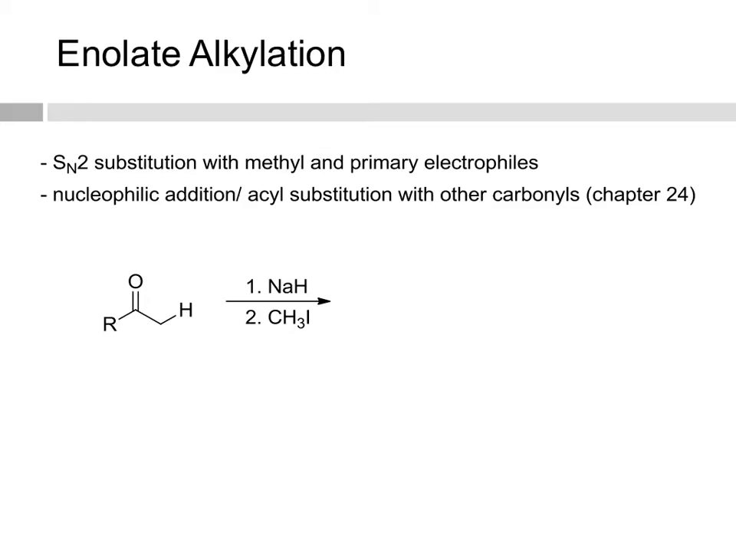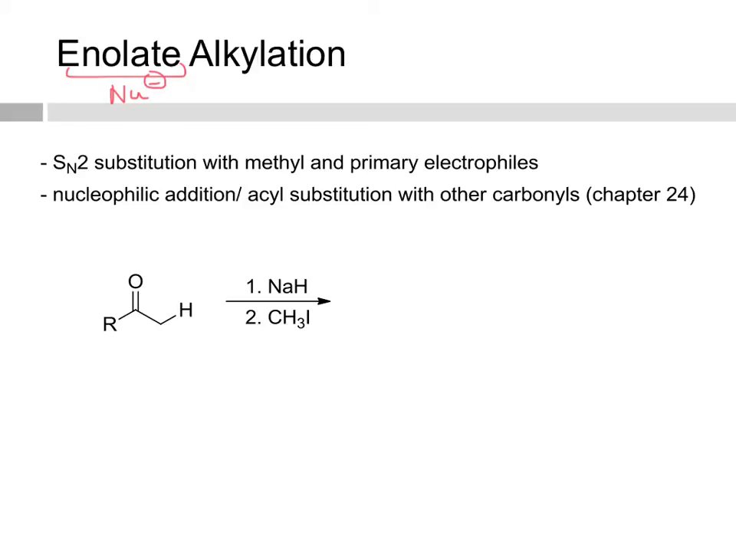This video is about enolate alkylation. Enolates can be used as nucleophiles, and they can be used to attack electrophiles in an SN2 substitution, usually with methyl or primary electrophiles, and they can also be used for nucleophilic addition or nucleophilic acyl substitution reactions with other carbonyls.